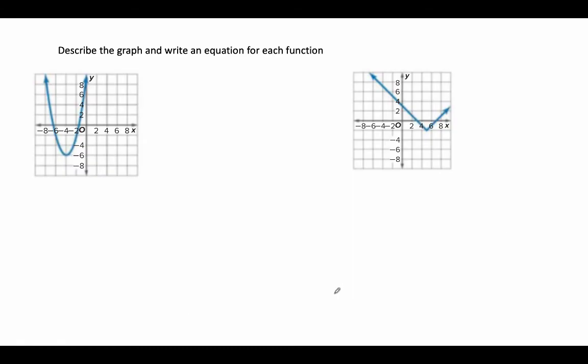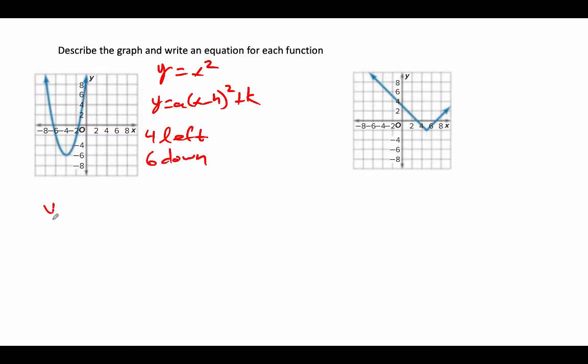Describe and write an equation for each function. So again, this one, the parent function would be x squared, and then the translation. So I got to figure out, it looks like I went 4 left, 6 down. So I like to make note of that. 4 left is -4 for h, and 6 down is -6 for k. Y equals x plus 4 squared minus 6.